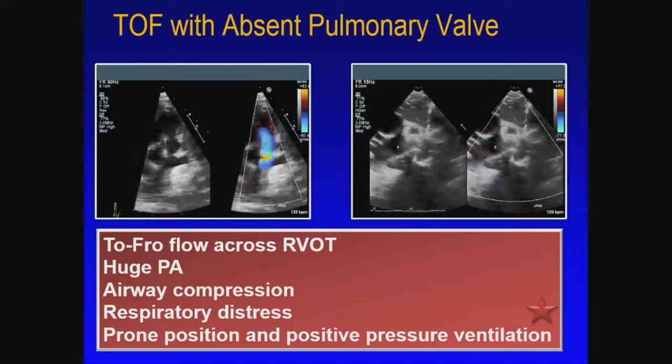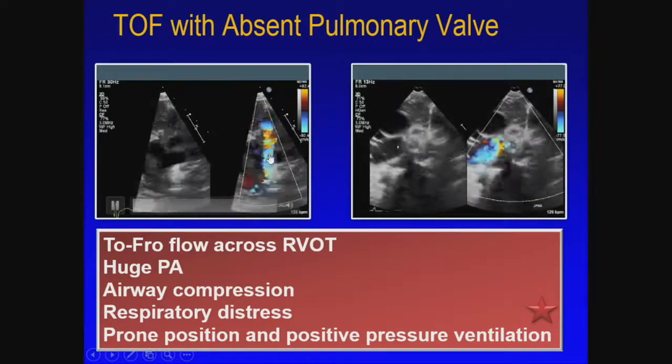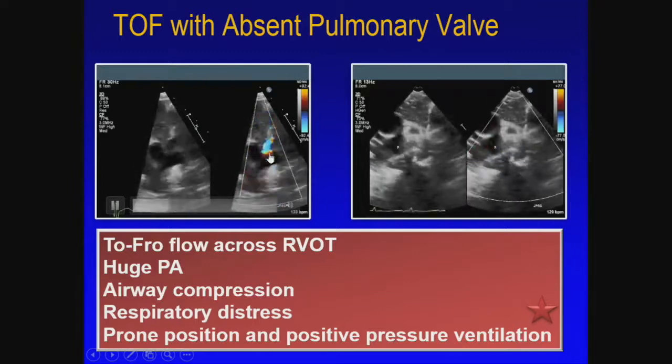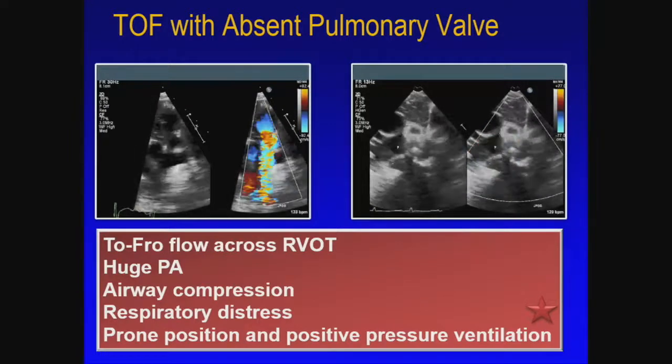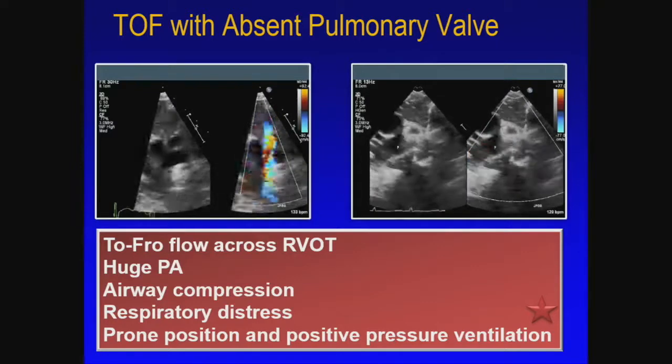TOF with absent pulmonary valve, okay? If you see this picture, to and fro flow across the pulmonary valve, think about TOF with absent pulmonary valve, okay? Even though they say it's absent pulmonary valve, it's a misnomer. Usually there are remnants of the pulmonary valve, but it is very dysplastic. Majority of these patients do not have a PDA.